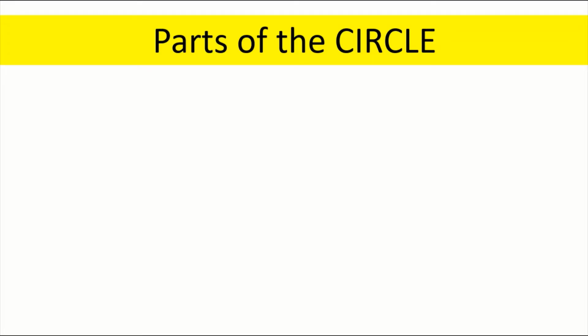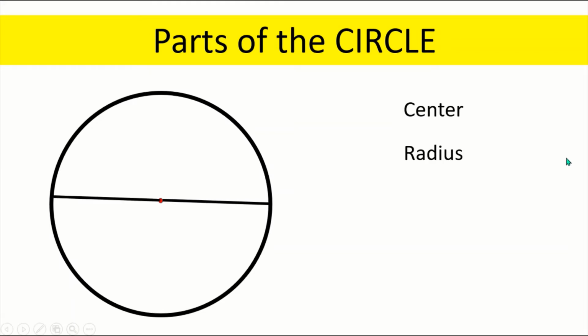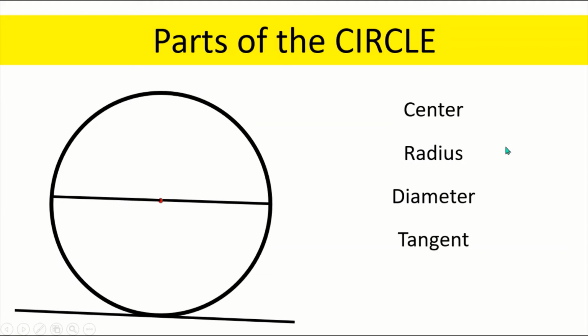Okay, so let us have the parts of the circle. Again, this point is the center. Next, this line is the radius, and this is the diameter. And the line touching one point of a circle is what we call the tangent.